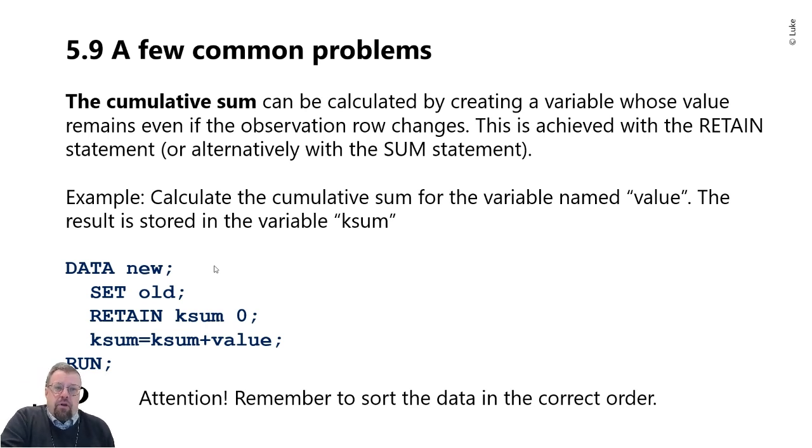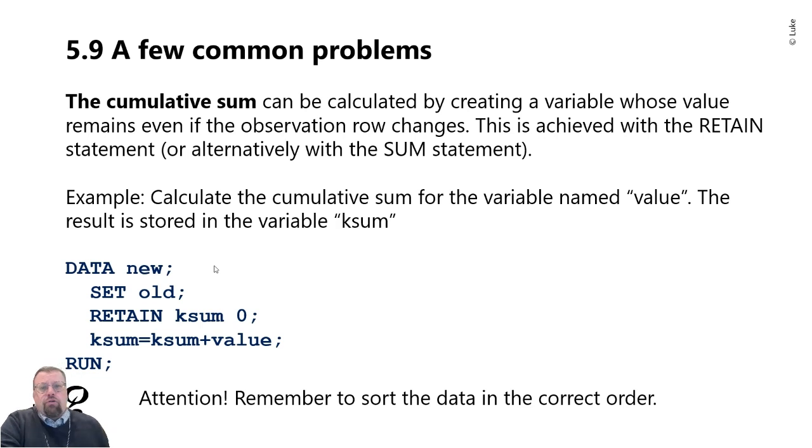Next, we have a couple of common problems or special cases that you might sometimes need to handle. One is a cumulative sum, which you can calculate by creating a variable whose value remains even if the observation row changes. This can be done with a retain statement that we use here, or alternatively, you could use a sum statement.